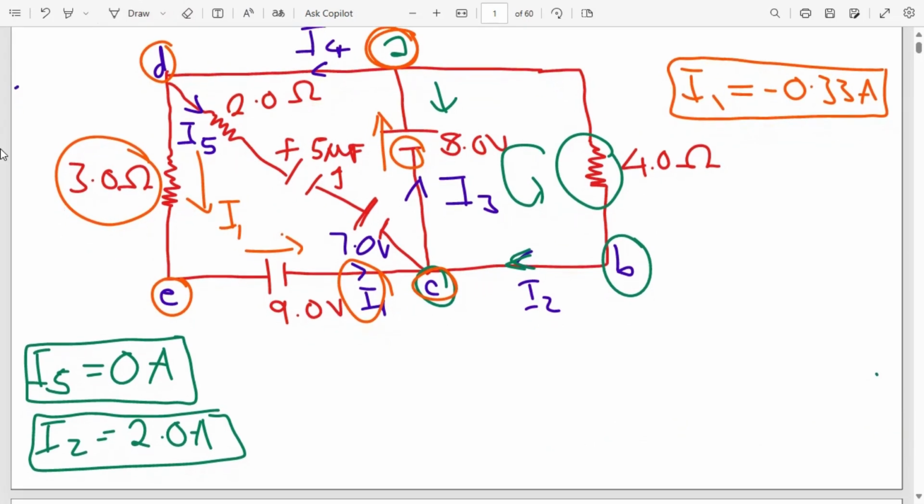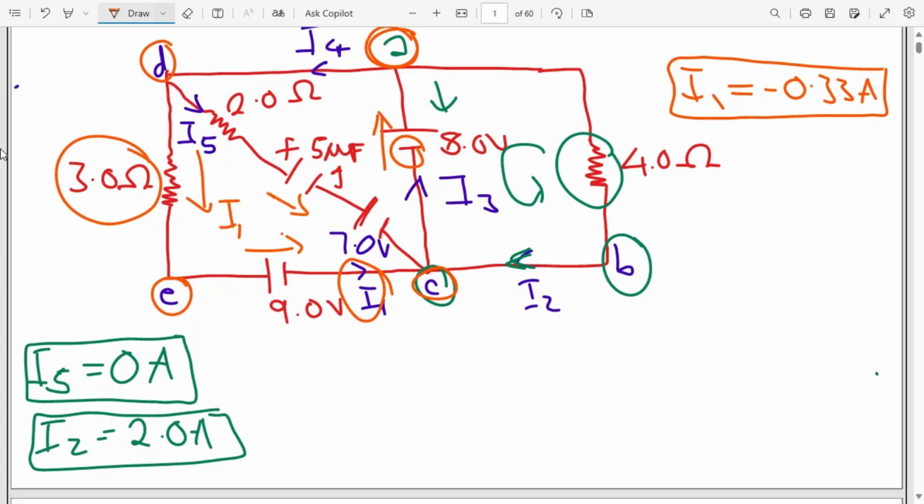Kirchhoff's current law states that the sum of the currents entering a particular junction should be equal to the currents exiting that same junction. So if I make C my junction here, there's current 1 entering junction C, there's current 2 entering junction C, then there's current 3 leaving this particular junction. We can also include current 5 since it's also entering this particular junction. Even if it's equal to 0, we can include it to standardize our calculations.